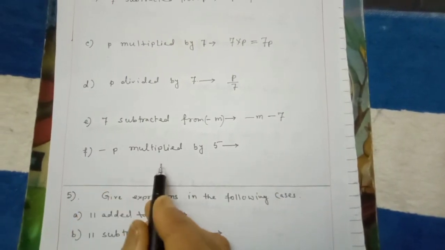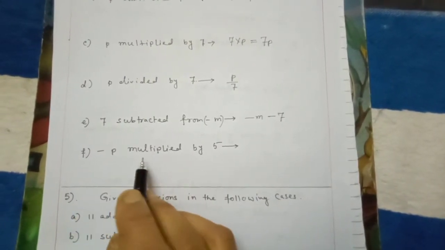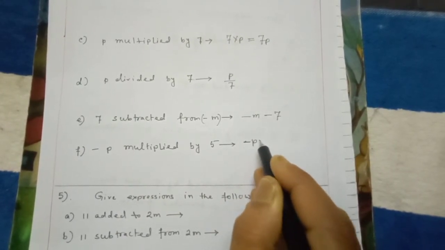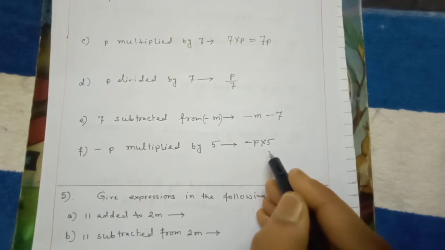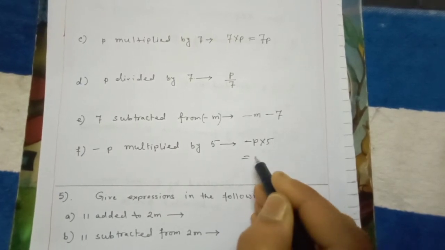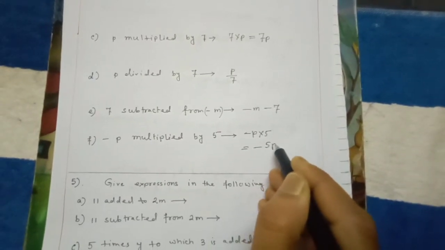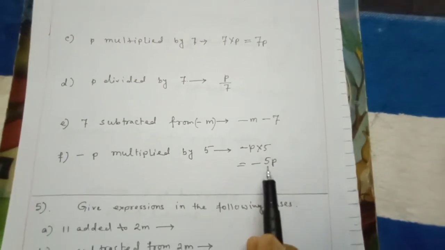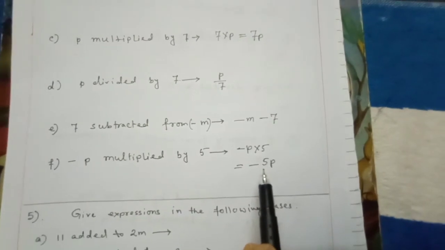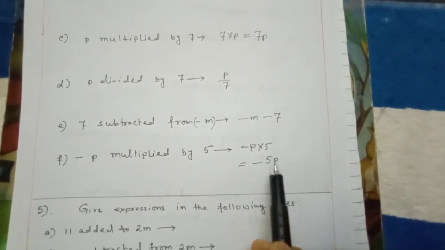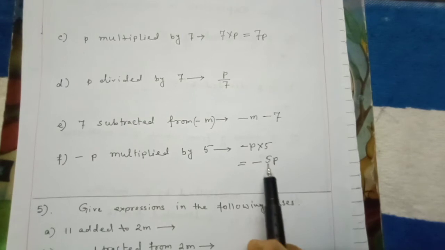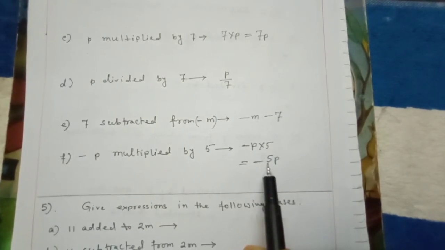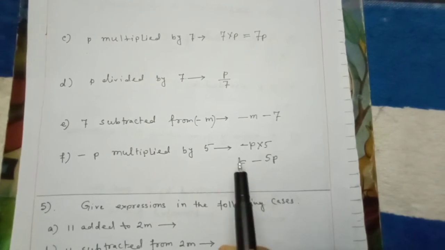Minus p multiplied by 5. Minus p into 5 means minus 5p. When you are multiplying, in these cases, the numerical value will come first. It looks nice. The same value, p into 5 and minus 5 into p, you will get. But when you are multiplying, write the numerical value first. Then question number 5.